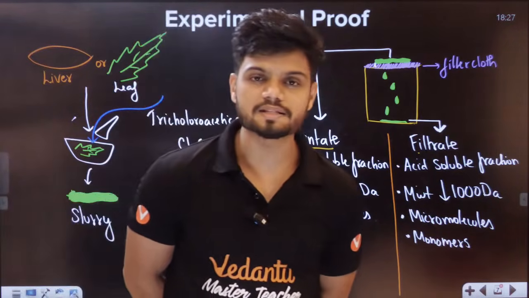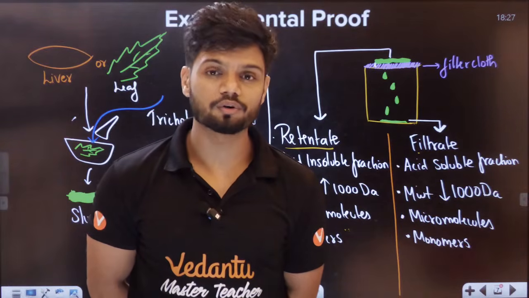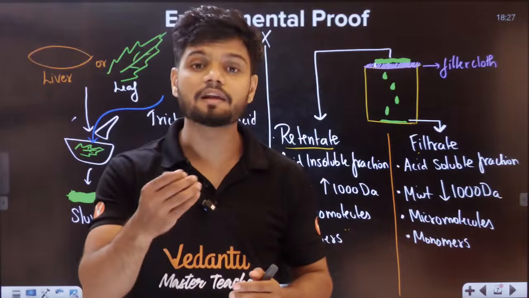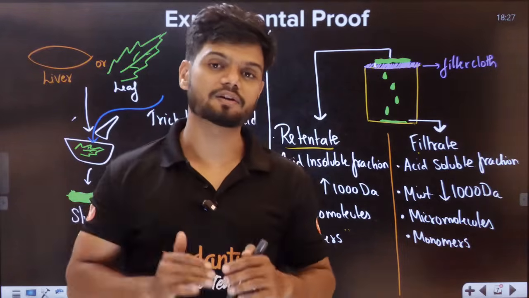See, the cell has a cell wall. Yes or no? The plant cell has a cell wall. It has a plasma membrane. So we add acid to break the layers and everything.